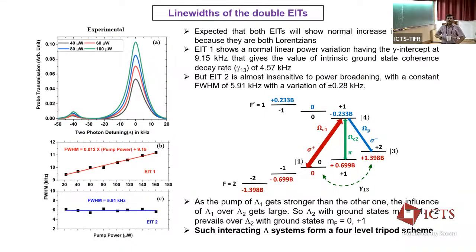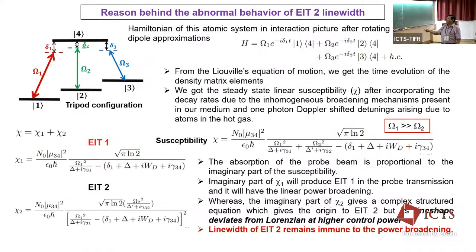That was also understood. It is also understood that EIT1 is having an effect on EIT2, so this lambda system is dominating over the other. But this feature, we had to do this entire derivation just to understand it. And we came to this point, that this does not give you a Lorentzian kind of shape. This is something abstract, and maybe that is the reason that you do not get a power variation.